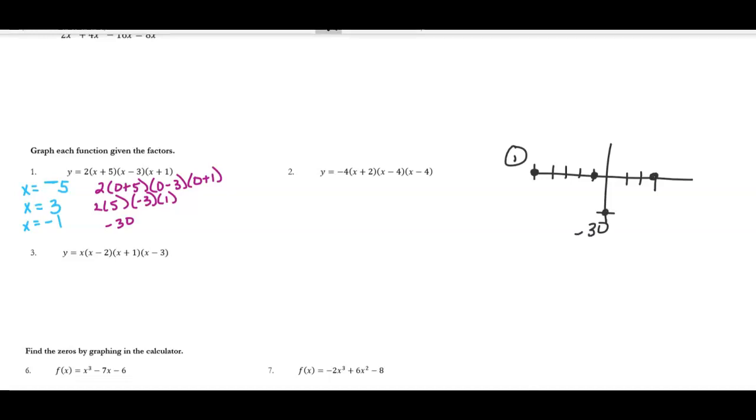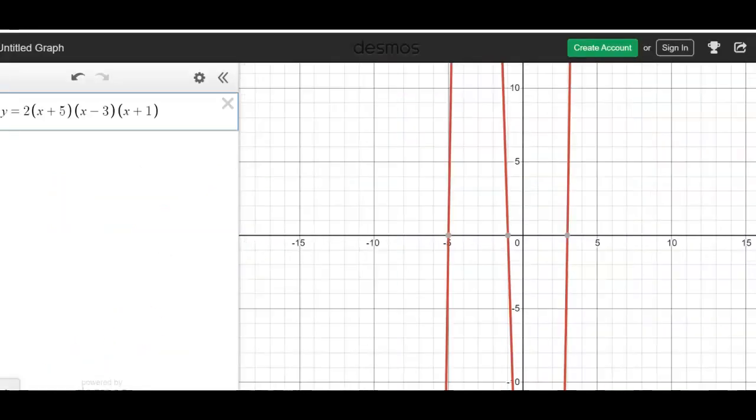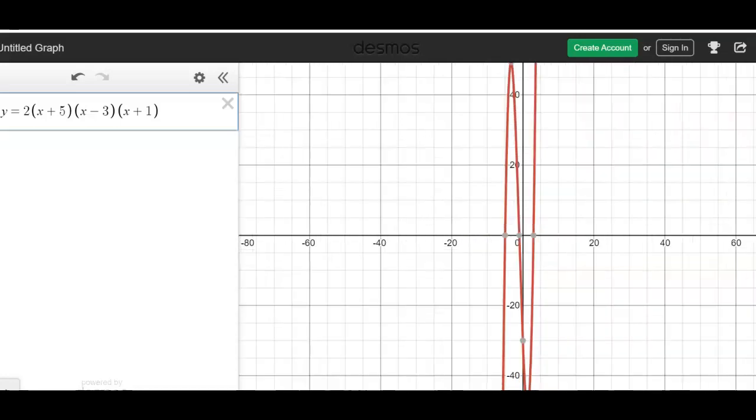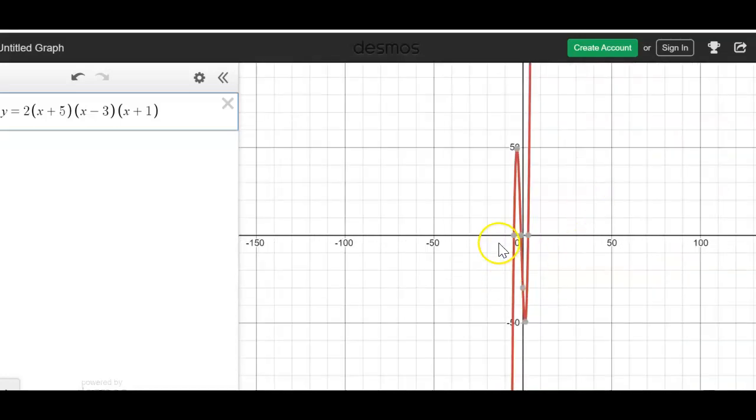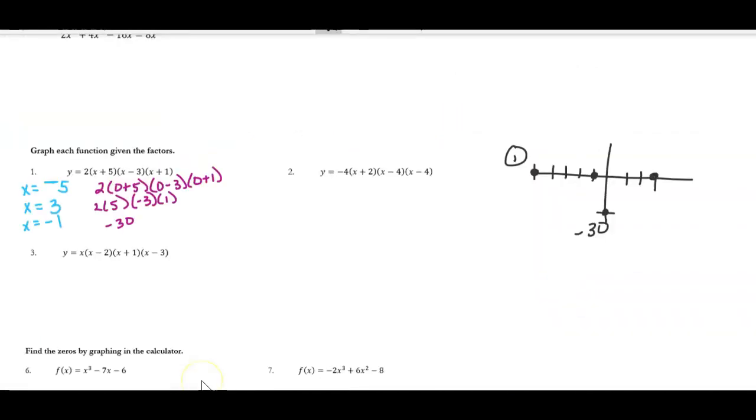Okay, so hopefully you got all those points, and then you went to Desmos and you looked at the graph. You might have to zoom out so that you can see it. And so it's the same shape. It goes up, down, goes below the 30 again, goes way below 30, and then goes back up. So up, down, below 30, back up. Okay. All right. Let's make sure you did number 2.